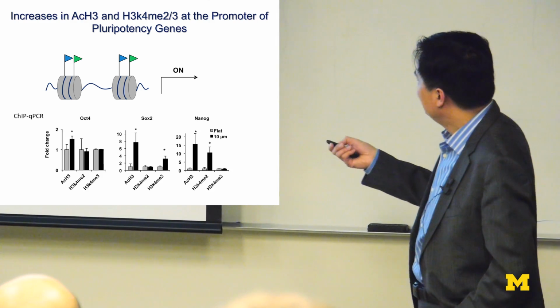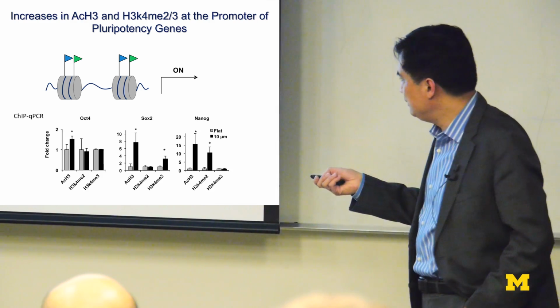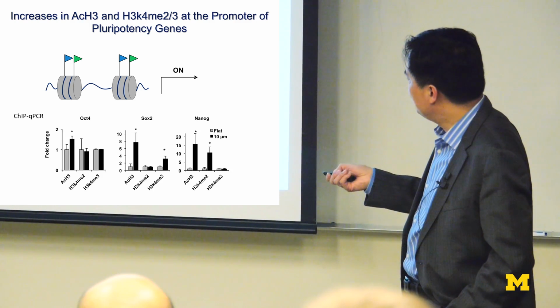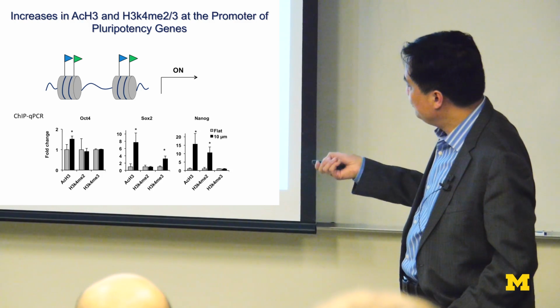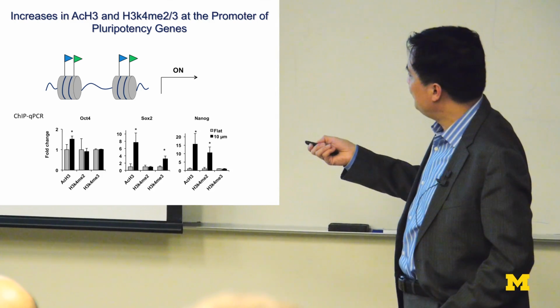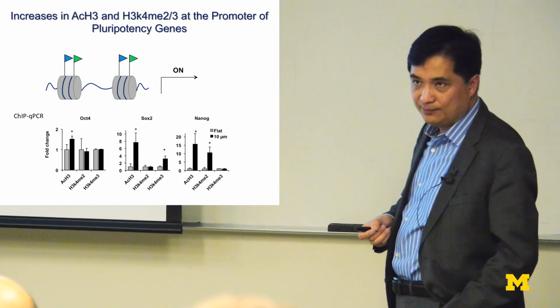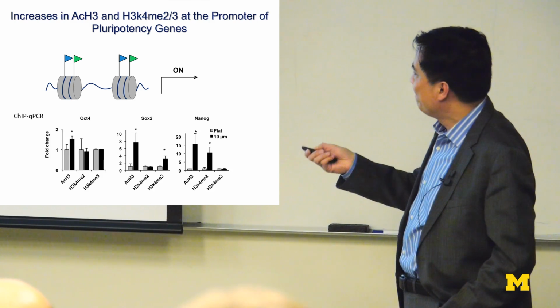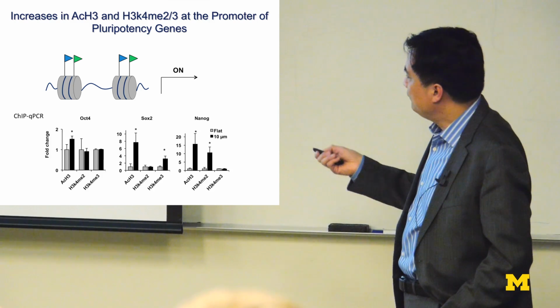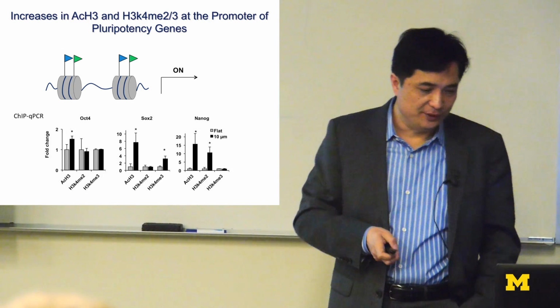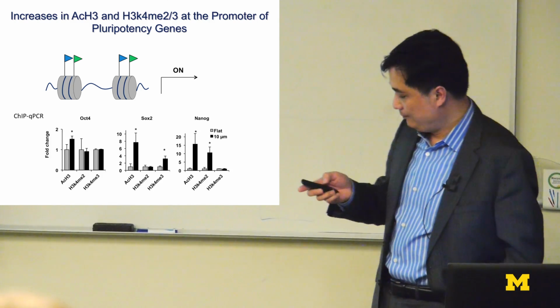But for the other two genes, SOX2 and NANOG, you can see the acetylation is significantly enhanced at the promoter of SOX2, and also the trimethylation, but not dimethylation of the histone. And for NANOG, acetylation is also increased, and dimethylation is increased. So these biophysical factors could regulate the promoter modifications of some of these genes, but not all of them. So it's different from the biochemical factors.